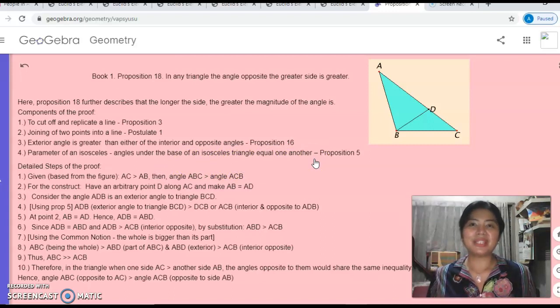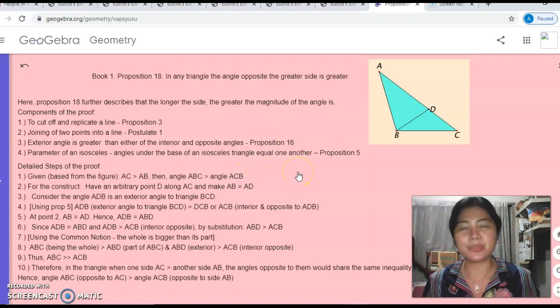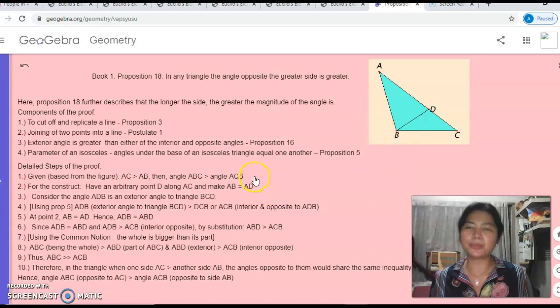So here are now the detailed steps of the proof. The first one, the given. We have a working hypothesis that would align to the proposition. So in this figure, we have the longer side AC greater than the side AB. And knowing that we are aligning to the proposition, then we can say that the angle opposite to the longer side AC, that's angle ABC here, is greater than the angle ACB, which is the angle opposite to the shorter side AB. So that's step 1.